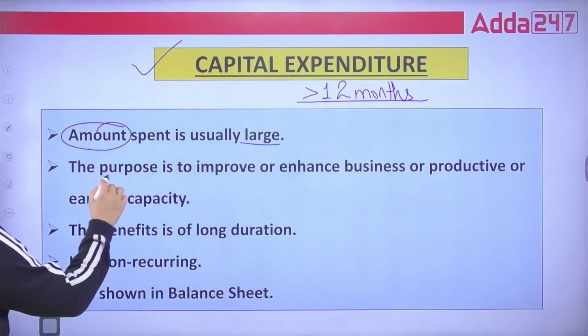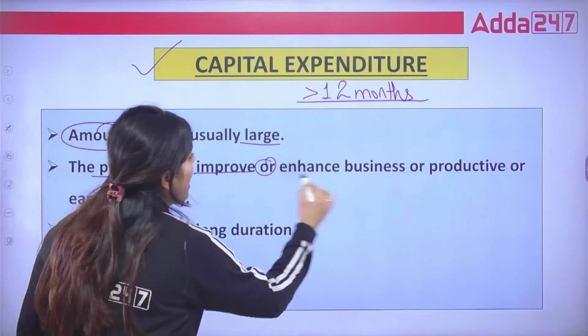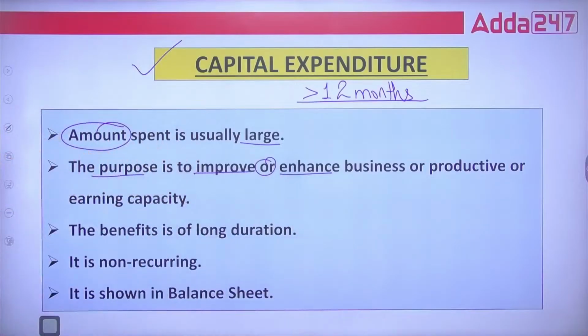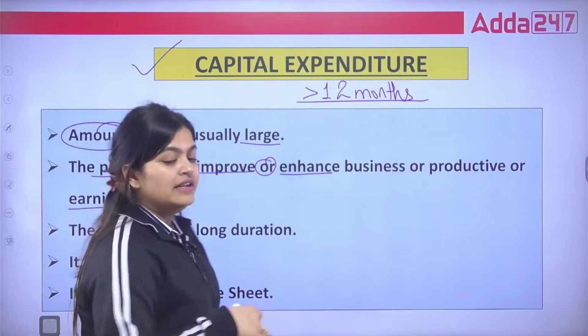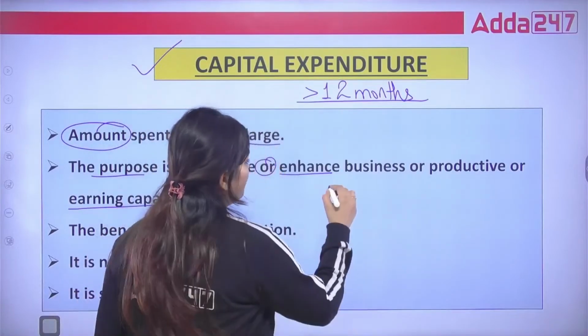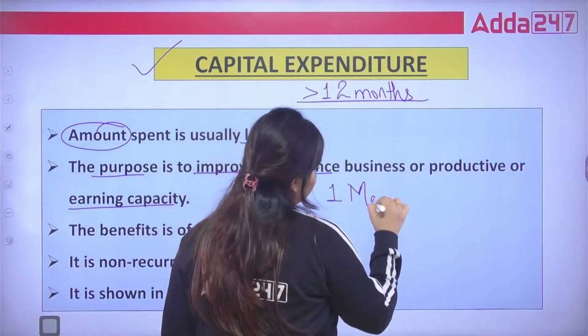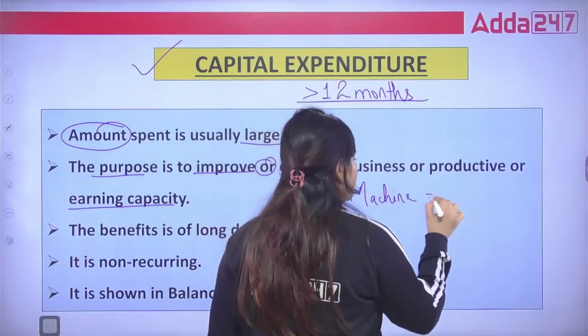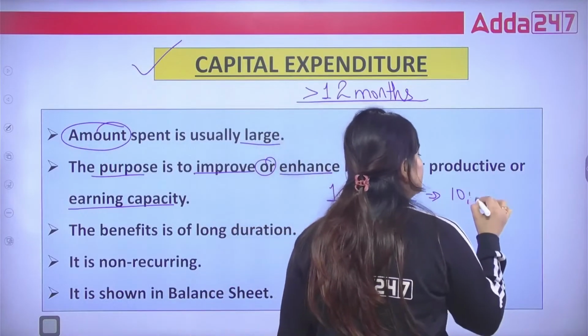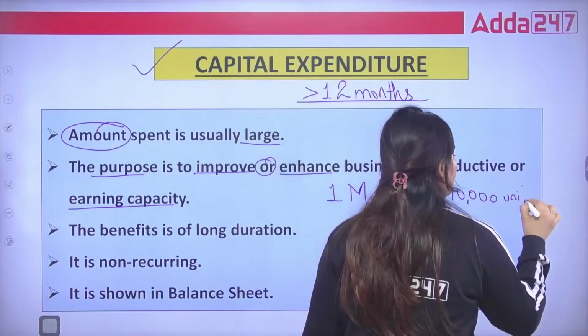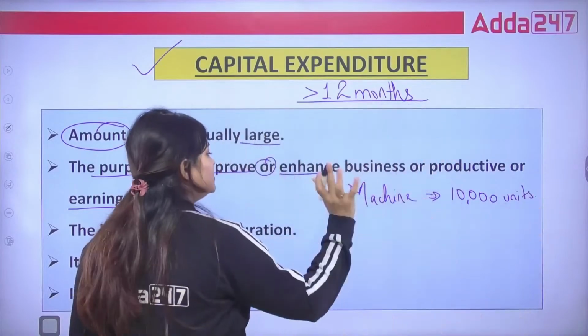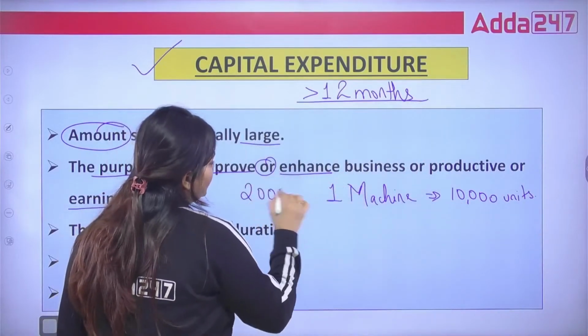Then the purpose is to improve or enhance business, productive or earning capacity. Now, suppose I purchased one machine. Okay, I purchased one machine and this machine produces 10,000 units. Correct? And I purchased this machinery in 2000.